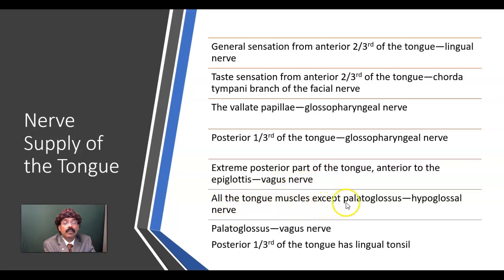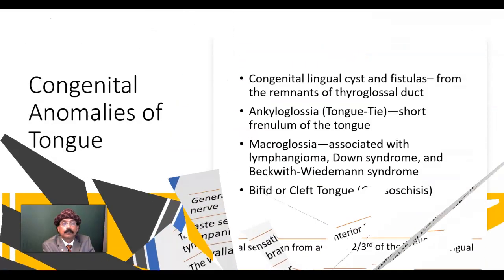All the tongue muscles except palatoglossus are innervated by the hypoglossal nerve because they are derived from the occipital myotome. But the palatoglossus is an exception. It is innervated by the vagus nerve. The posterior one-third of the tongue has the lingual tonsil. The tonsillar substance is lymphoid tissue. They are derived from the mesoderm. Initially, it is mesenchyme, the embryonic form of mesoderm.